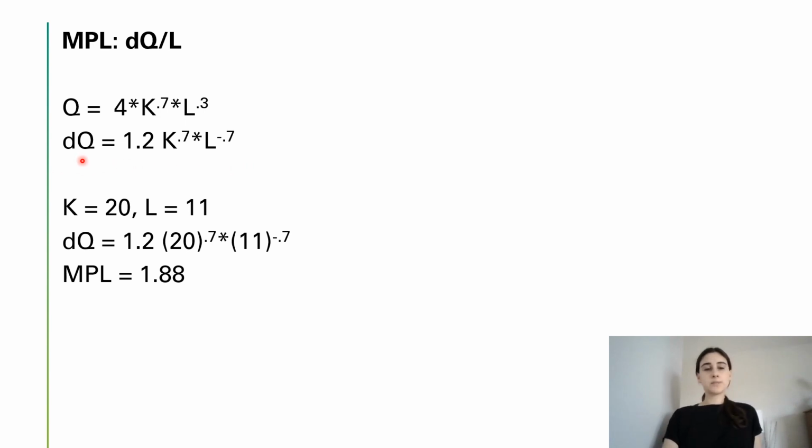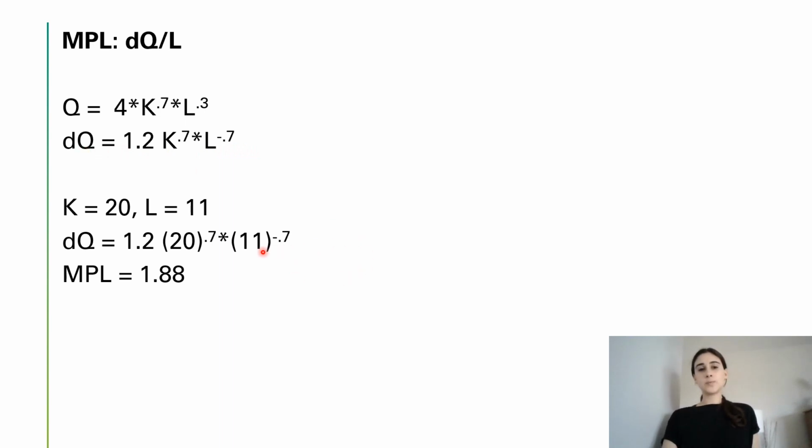So in the first case, we know capital is 20 and L is 11. So to find the marginal product of labor, I simply plug in 20 to the K position of the derivative and 11 to the L position of the derivative. Here I have the values plugged in.